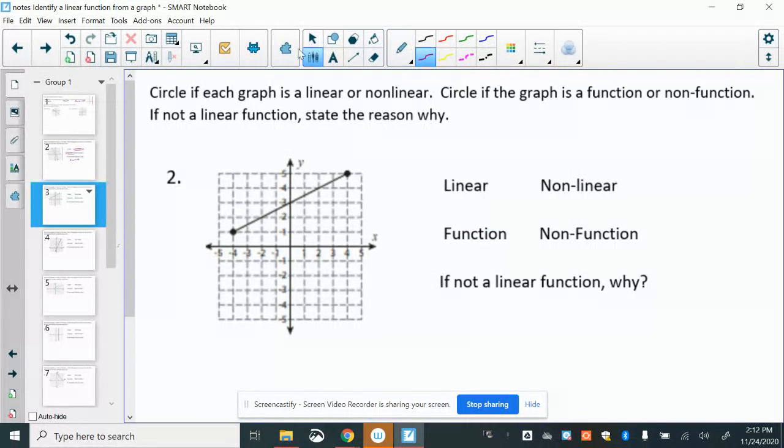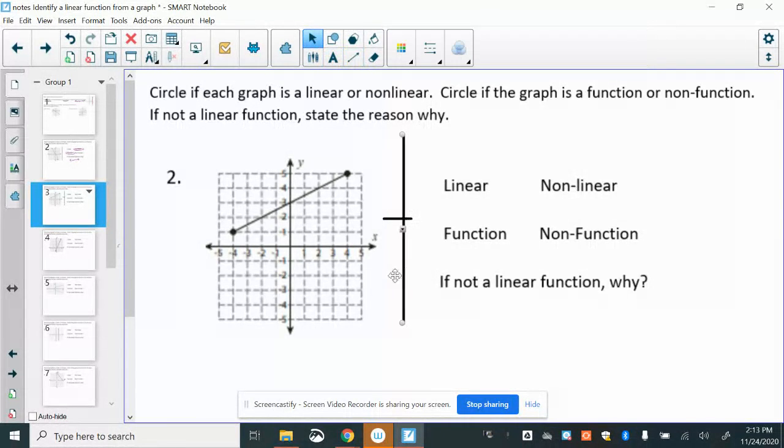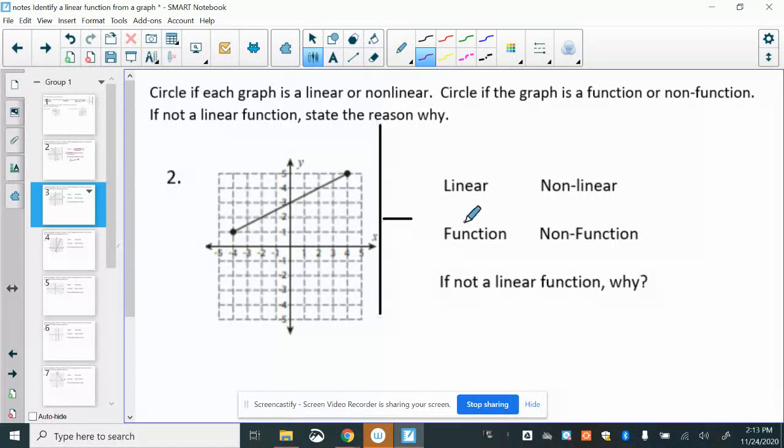Does it pass the vertical line test? If we go ahead and put a vertical line out there, and we try to move that straight across. Let's straighten that out a little bit. There we go. It passes the vertical line test quite easily. So therefore, it is a function. It is also linear because it is straight. If it's not a linear function, why? Well, it is a linear function, so we don't need to answer that.